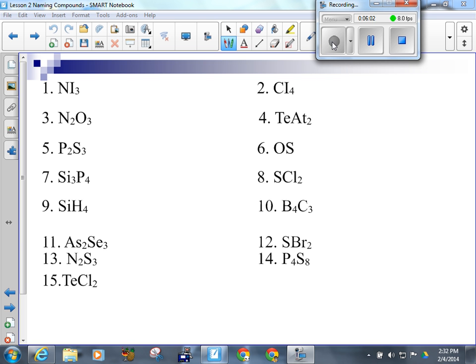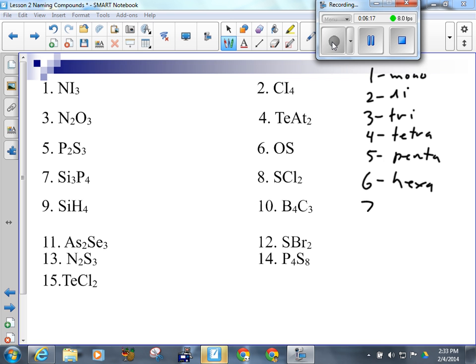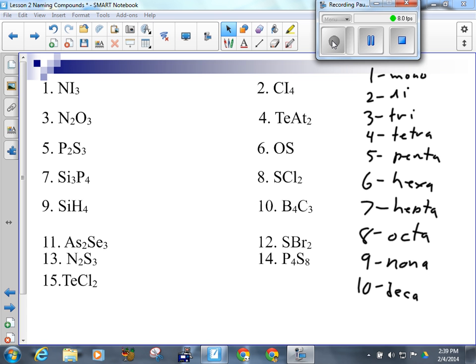Prefixes are 1 for mono, 2 for di, 3 is tri, 4 is tetra, 5 is penta, 6 hexa, 7 is hepta, 8 octa, 9 is nona, 10 is deca. Make sure you write those down so that you have them. How many people are done up to, let's say, 12? All right, so let's have a look at up to that point then.